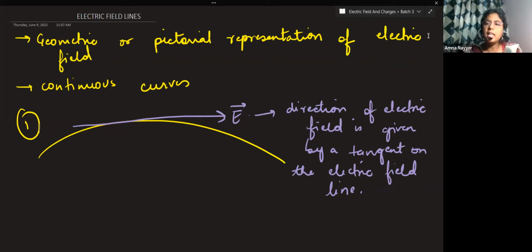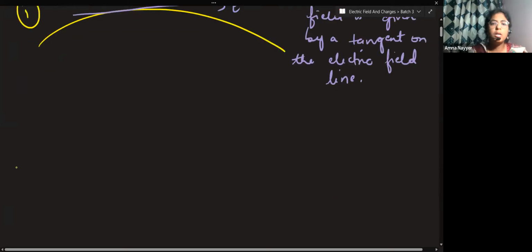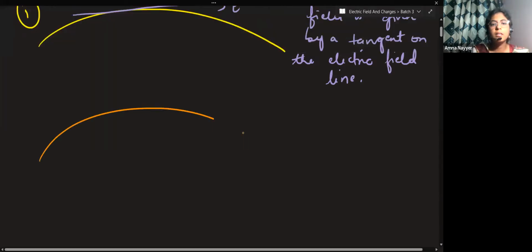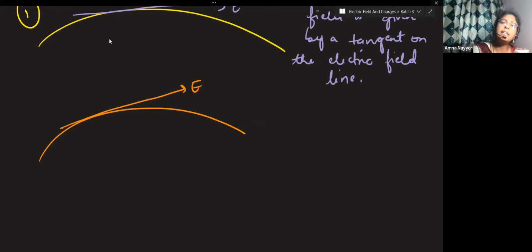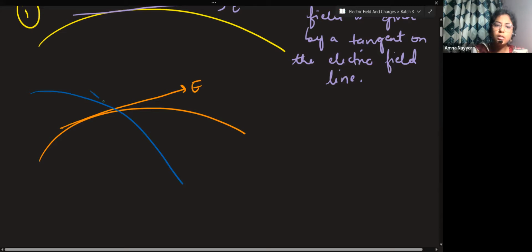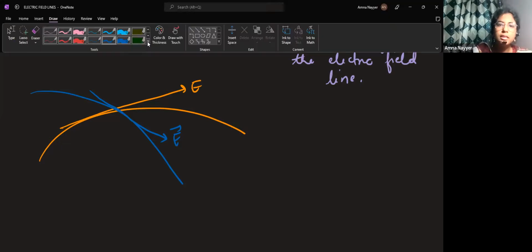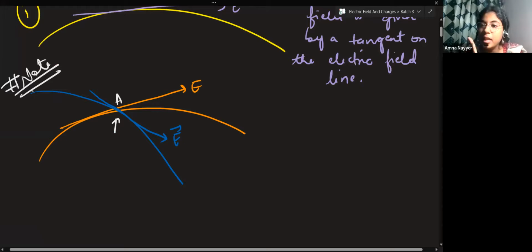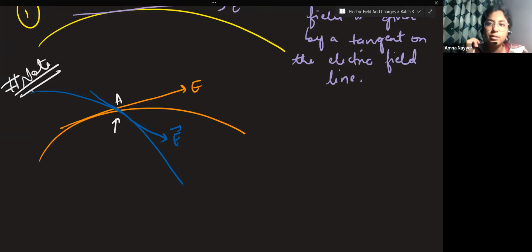But remember, if I take two electric field lines which are intersecting, let's take it in this manner. I have taken this electric field line, whose tangent is this. Another electric field line I have taken in this manner, whose tangent is this. Now, what is happening? At this particular point A, just make a note and write it. You are seeing that at the same point A you are having two directions. One for one curve, the other for the other curve.